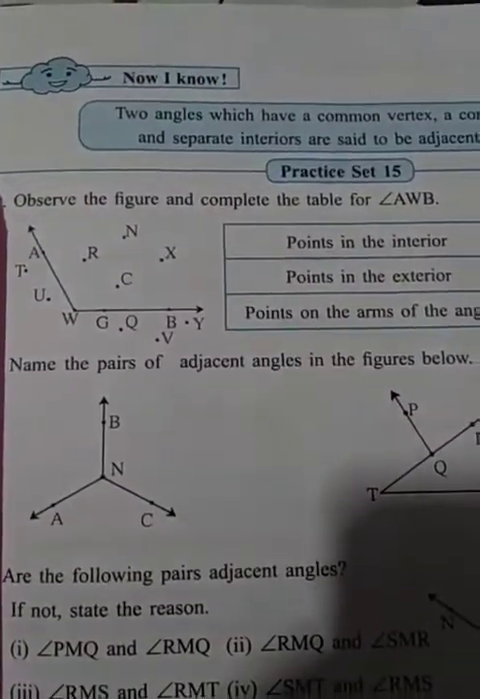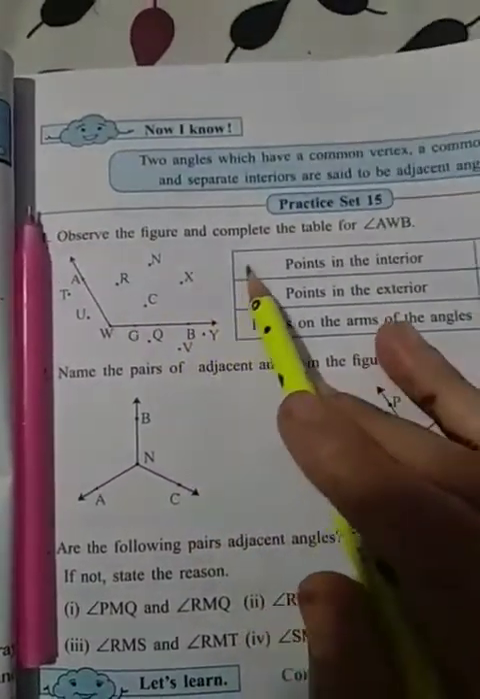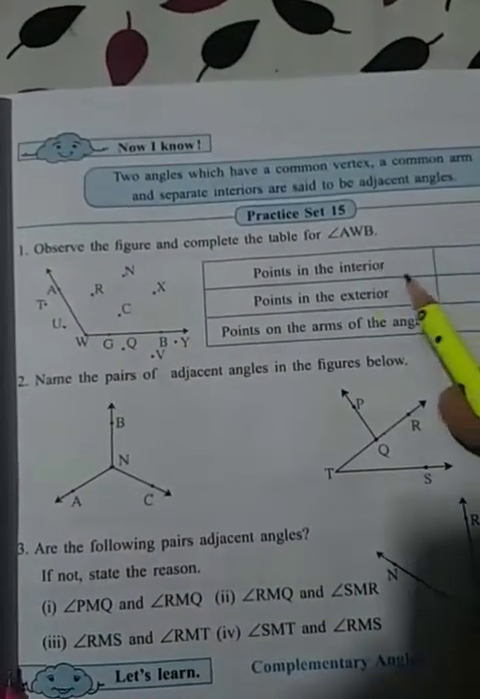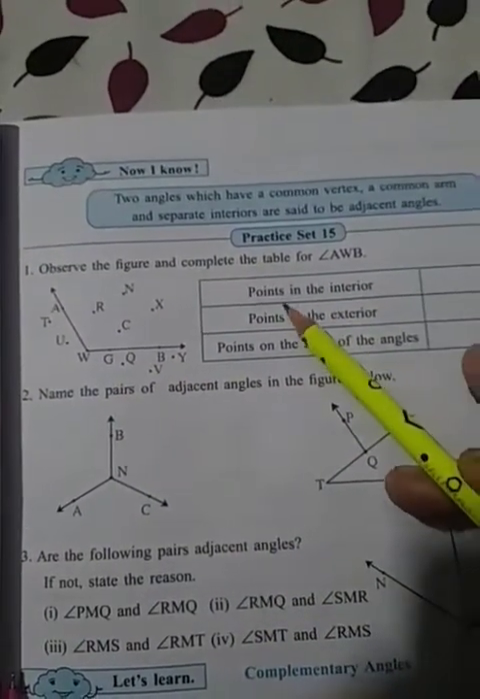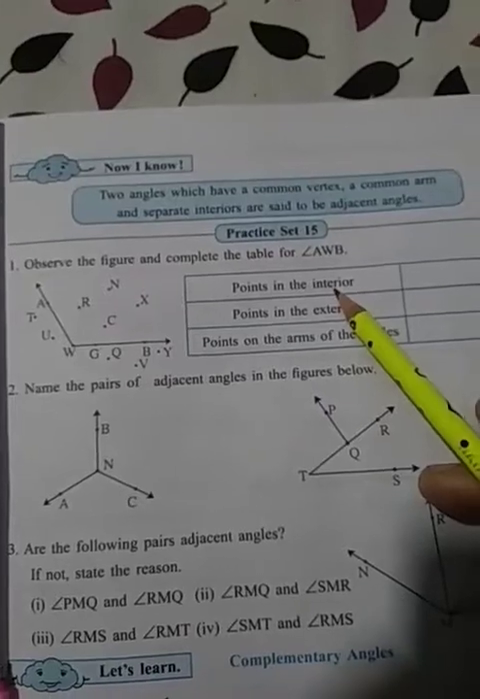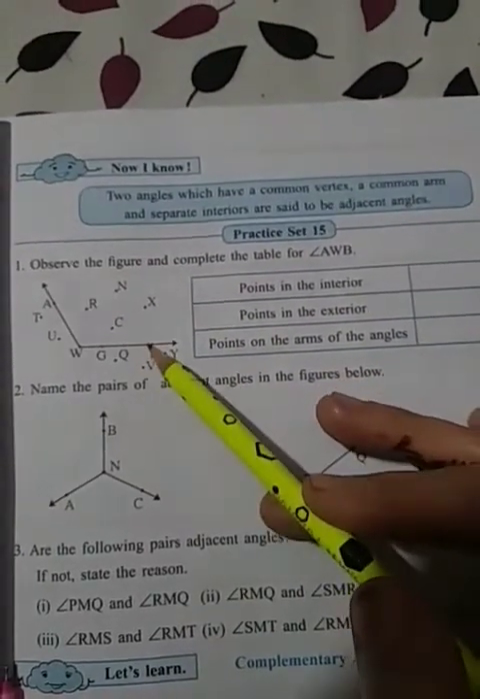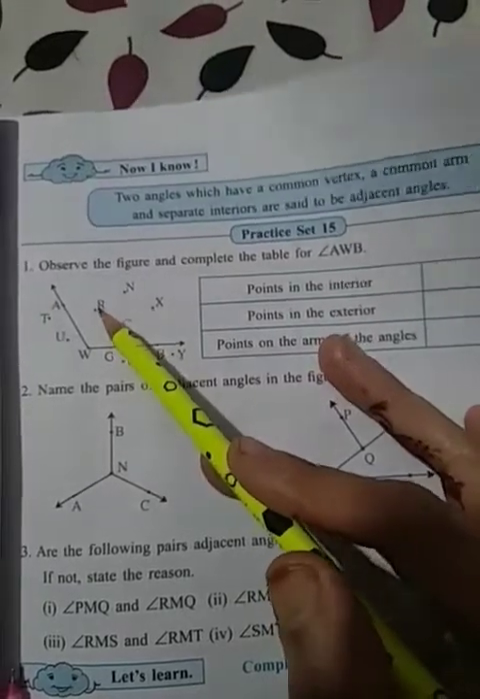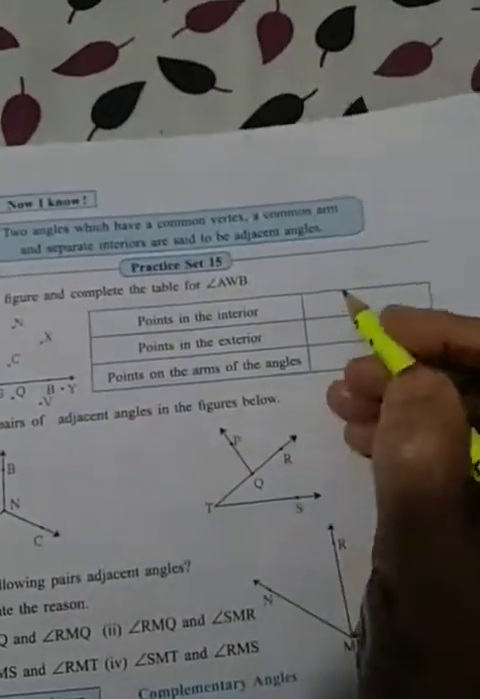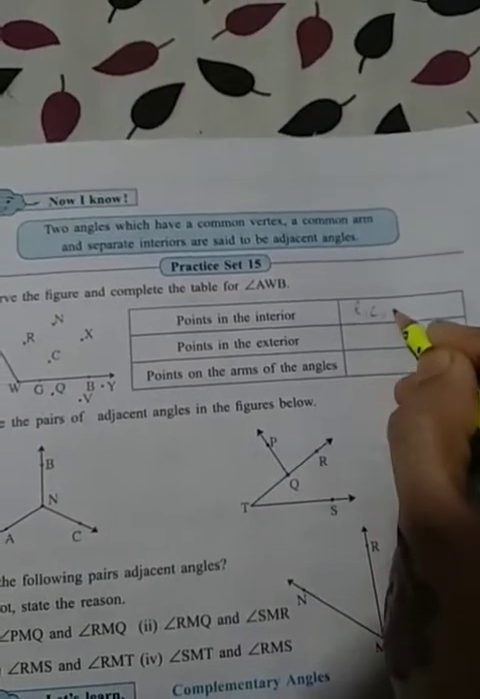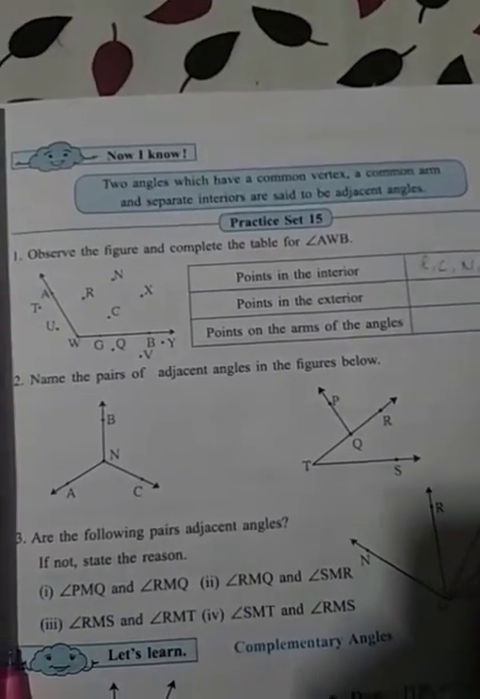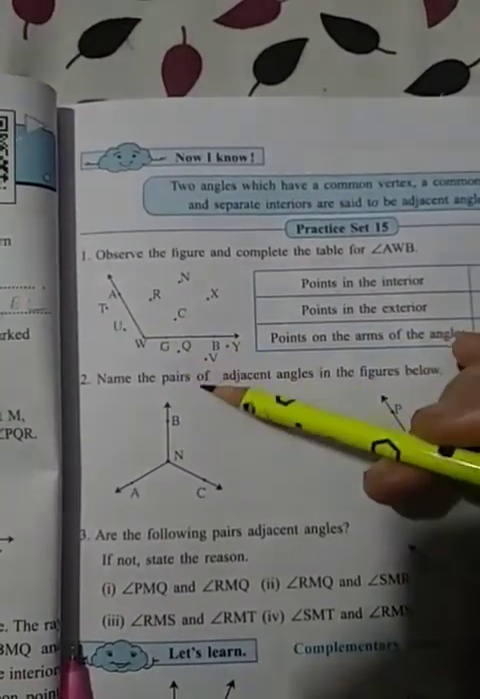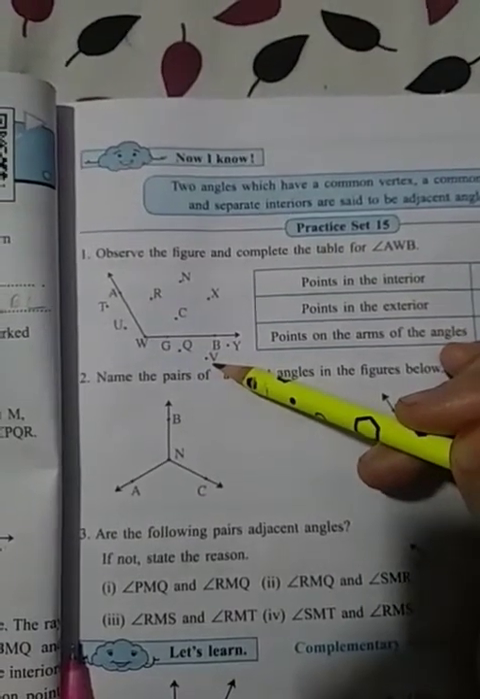So now let's start practice set 15. Observe the figure and complete the table for angle AWB. Points in the interior: now write down what the points in the interior are. Points R, C, N, X. So here you have to write R, C, N, X. Next, points in the exterior.